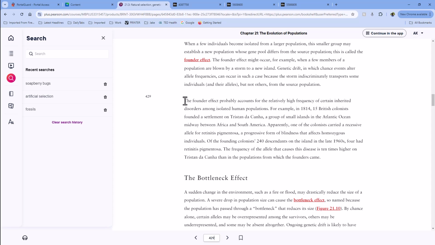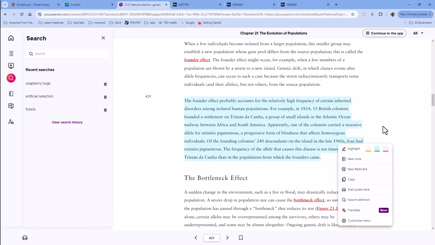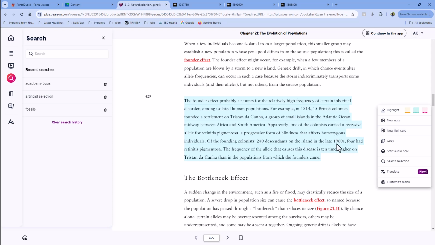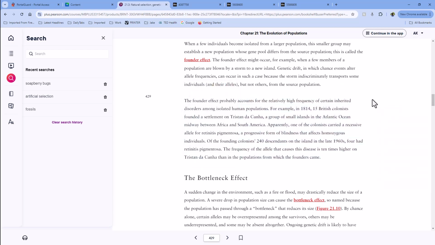And a common example of our founder effect is right here, British colonists back in 1814. Settlement on an island between Africa and South America. Apparently one of the colonists contained a recessive allele for retinitis pigmentosa. So of the 240 descendants on the island in the late 1960s, 4 had that, and that was a high frequency allele, 10 times higher than the normal population. So there's an example of a founder effect in the human population.